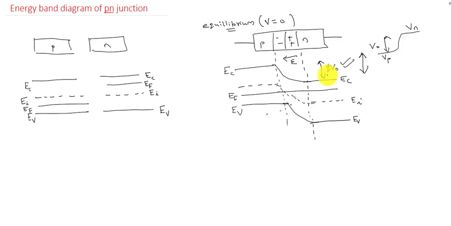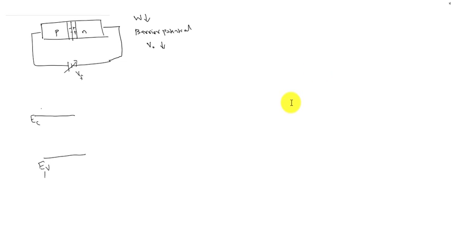EC shifting upwards means EF will also shift upwards, EI will also shift, and EV will also. So EC, EF, EI and EV, or we can say the whole N region diagram, will shift upwards since the value of QV0 is decreasing. So we can draw the band diagram for a PN junction under forward bias condition.